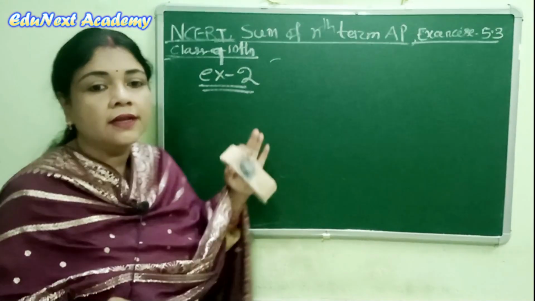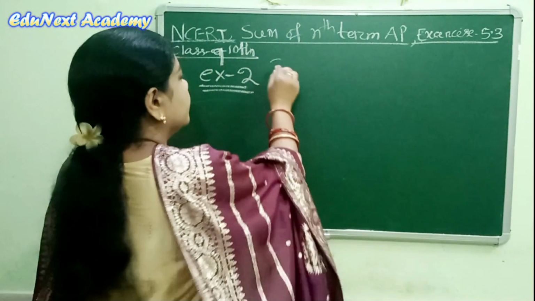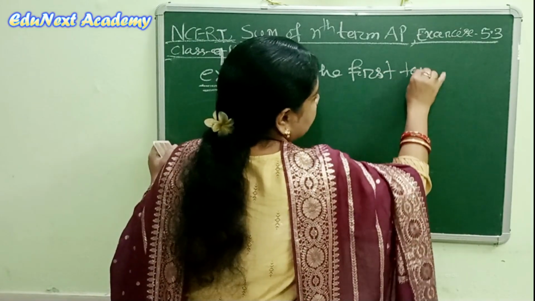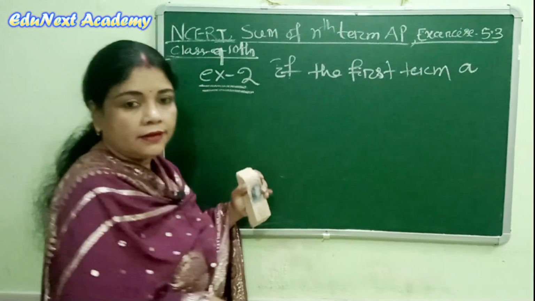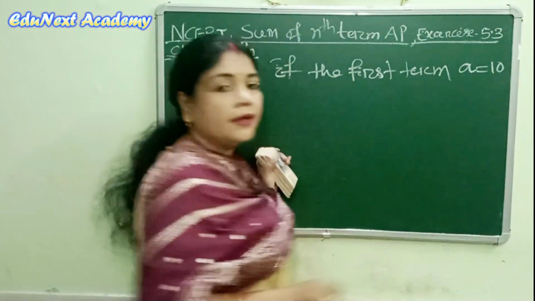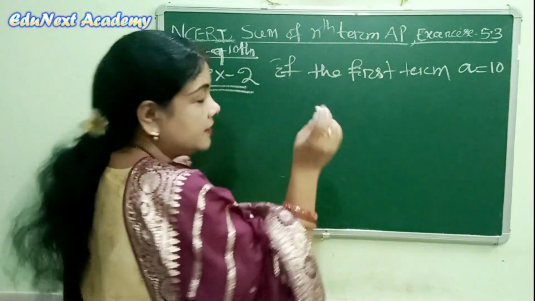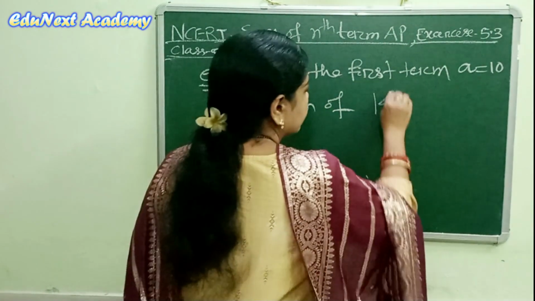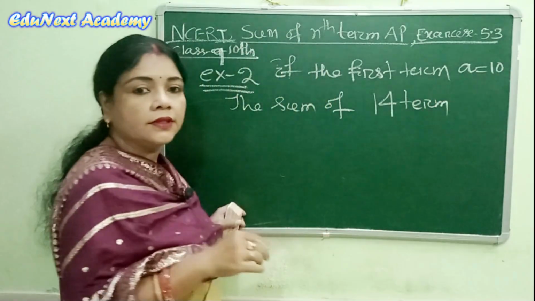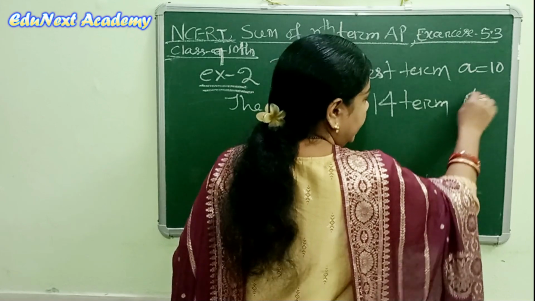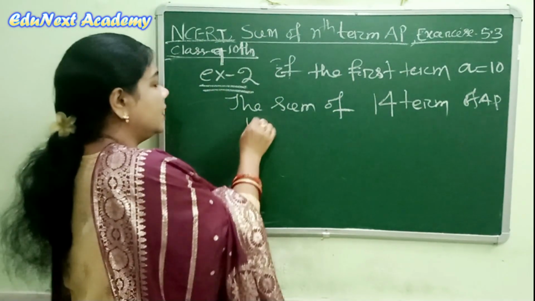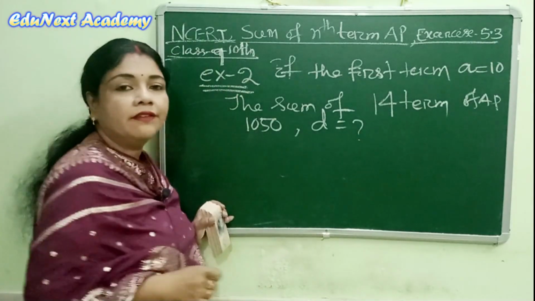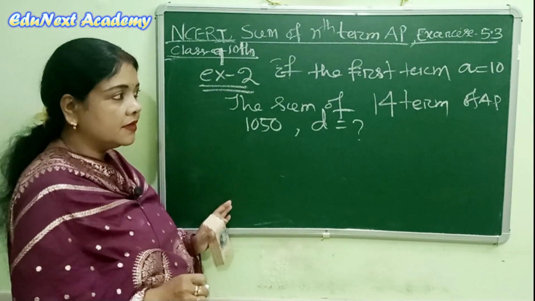So here the question is given: if the first term a is 10, and the sum of 14 terms of the AP, S14, is 1050, then we have to find what is the common difference.